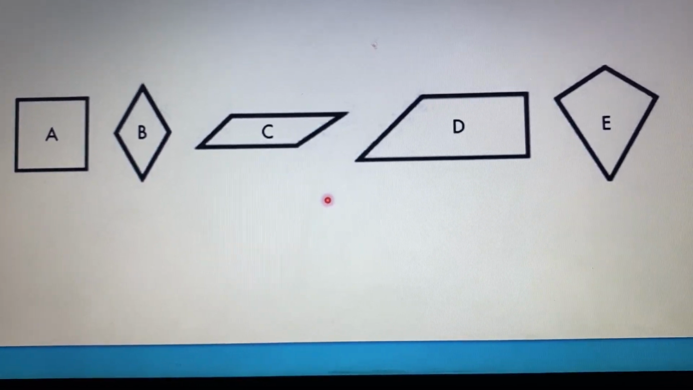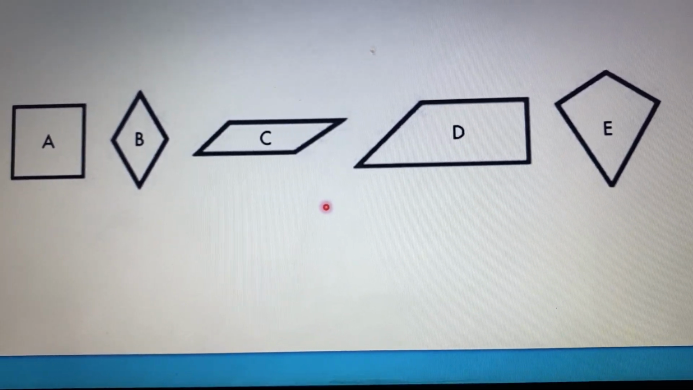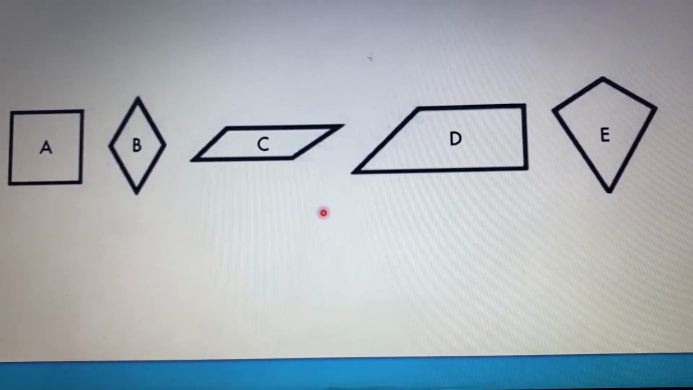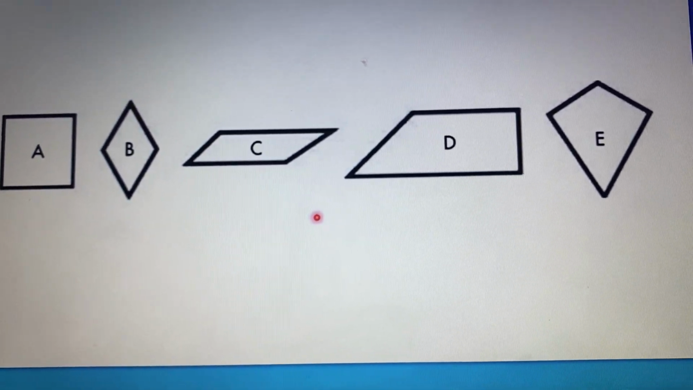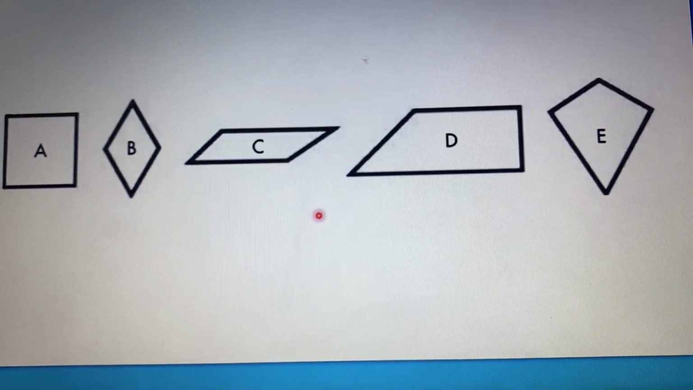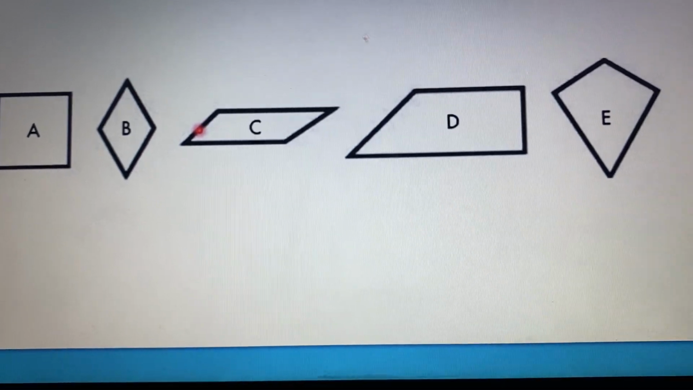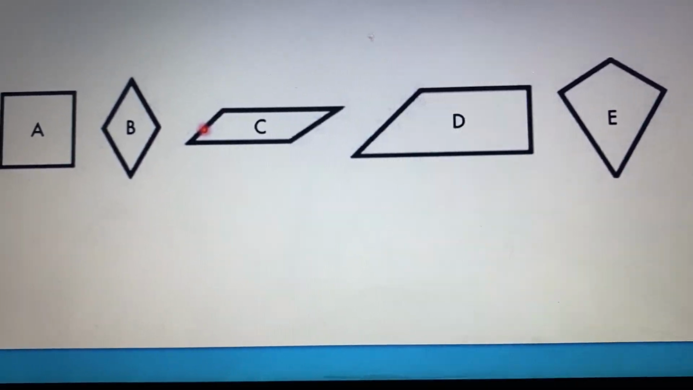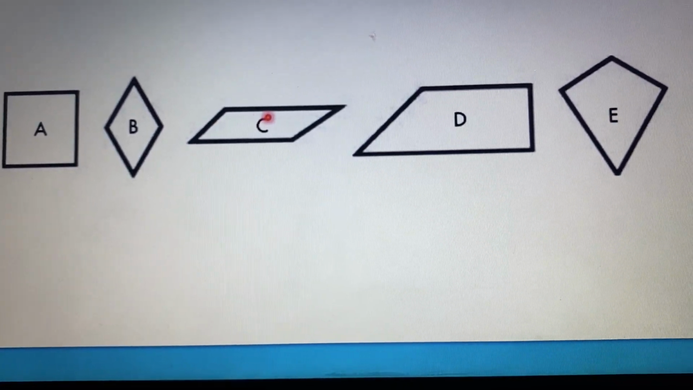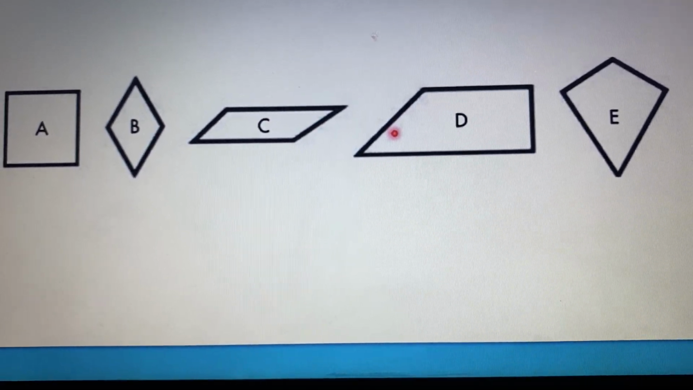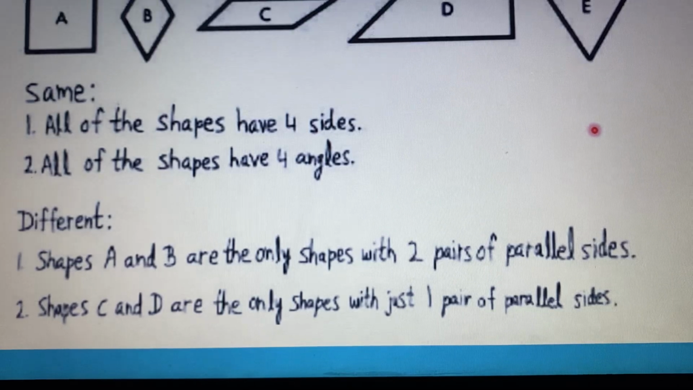So if we look very carefully, we can see that A and B have two parallel sides. Some of you will say, teacher, also see. If you take a ruler and complete the lines, you will find that the right and the left lines of C will cross. So it has only one pair of parallel lines, like D. So C and D have only one pair of parallel lines, and E doesn't have any.